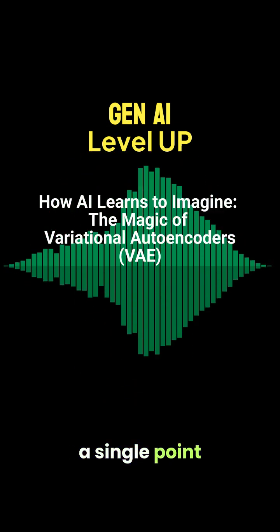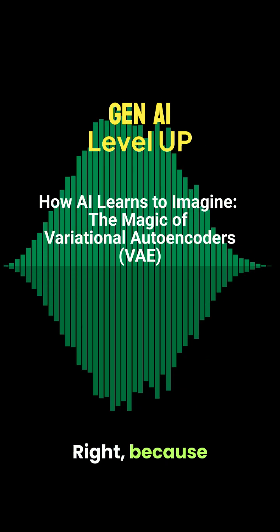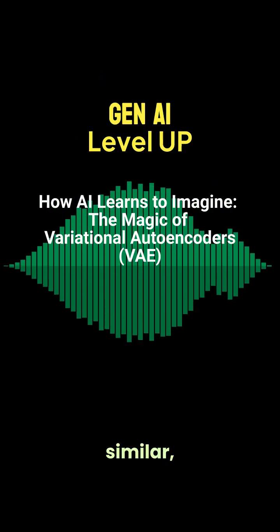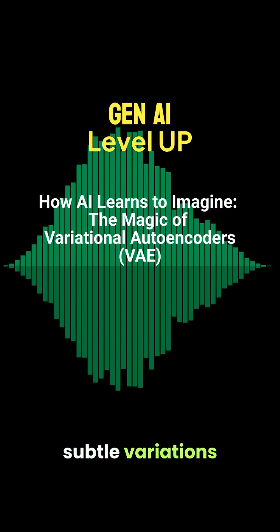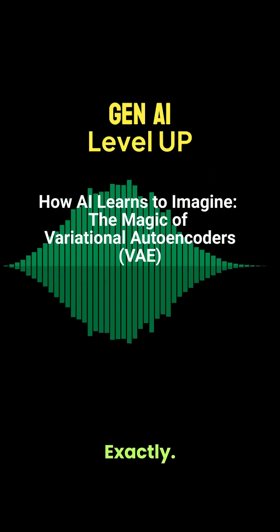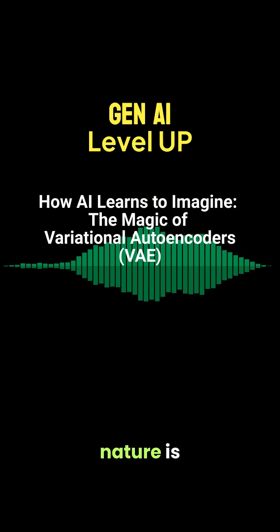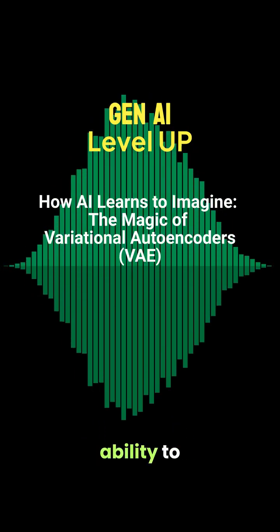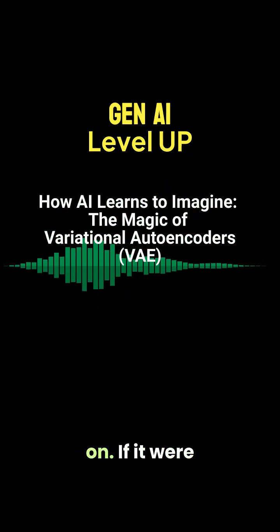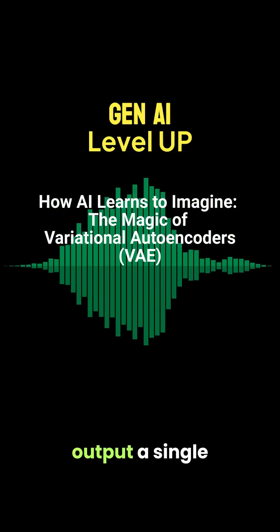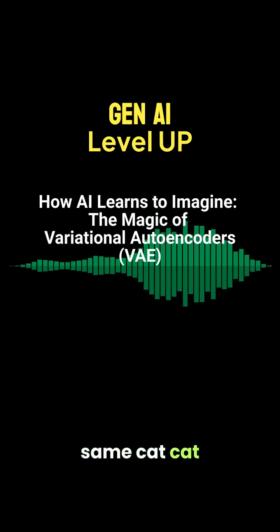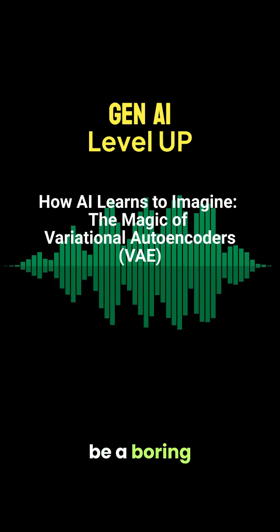So instead of a single point on the map, it's like a blurry circle, right? Because even if two cats look very similar, there might be subtle variations that the encoder wants to capture. Exactly. And this probabilistic nature is crucial for the VAE's ability to generate new data later on. If it were deterministic and only output a single point, we'd end up with the same cat picture over and over again. Now, that would be a boring internet.